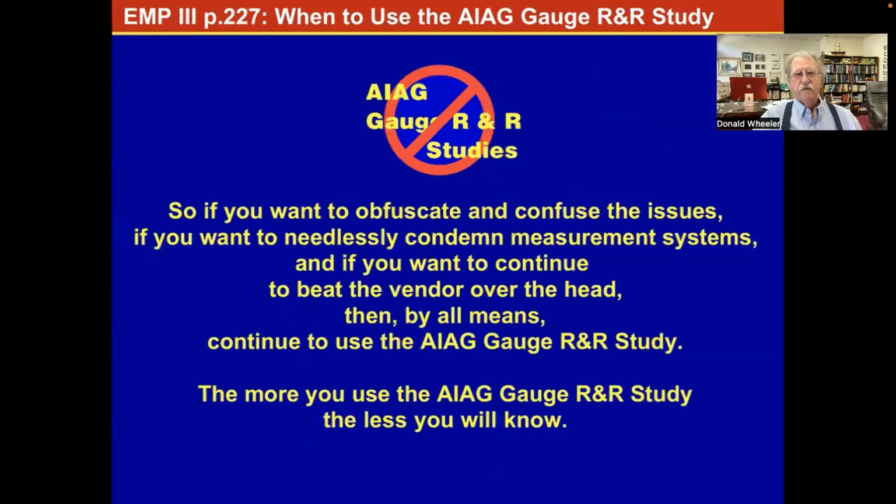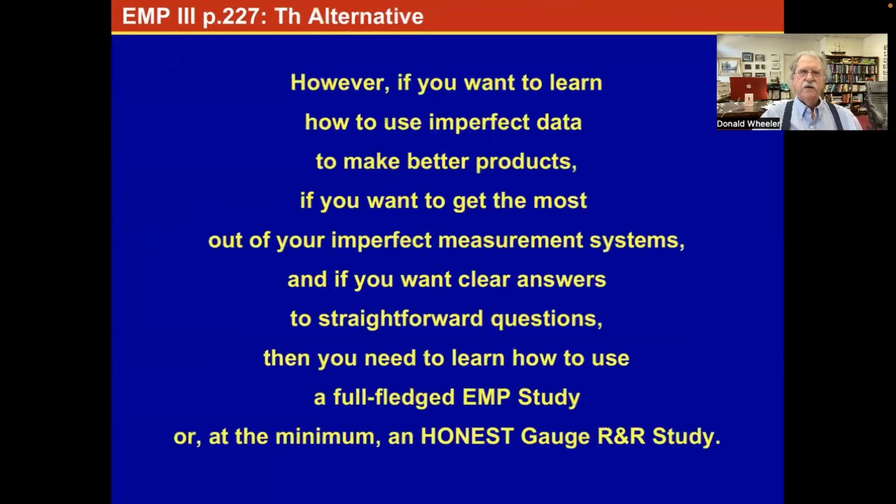So if you want to obfuscate and confuse the issues, if you want to needlessly condemn measurement systems, and if you want to continue to beat the vendor over the head, then by all means continue to use the AIAG gauge R&R study. The more you use an AIAG gauge R&R study, the less you will know. But there is an alternative.